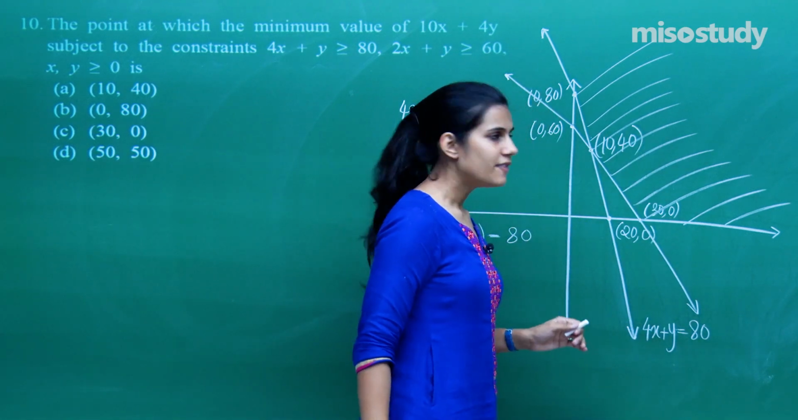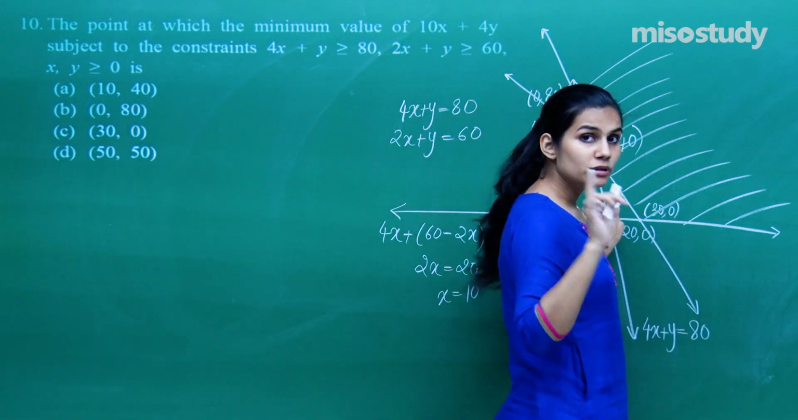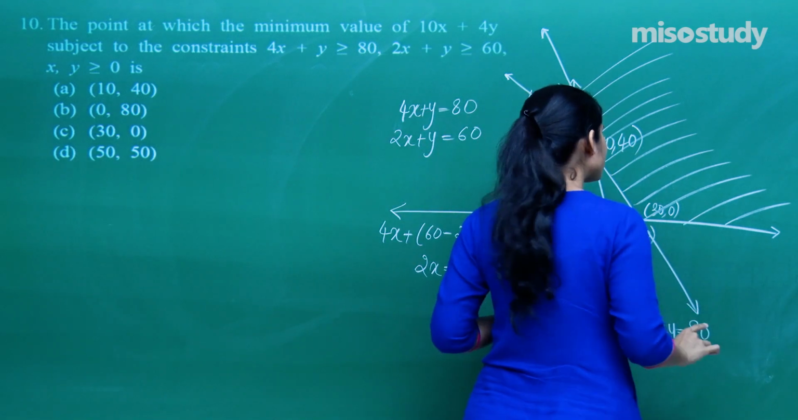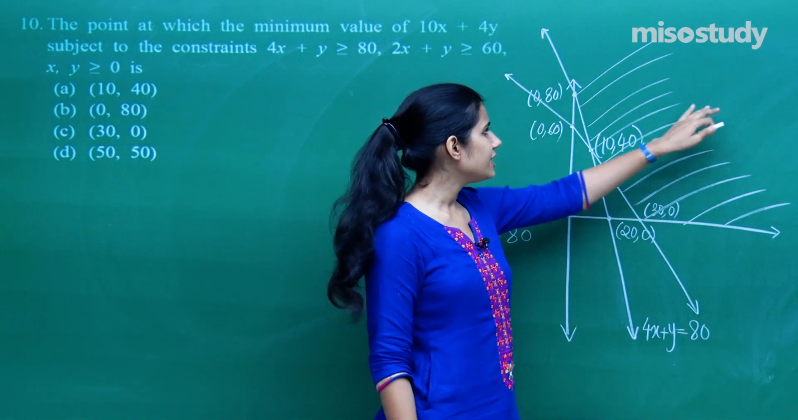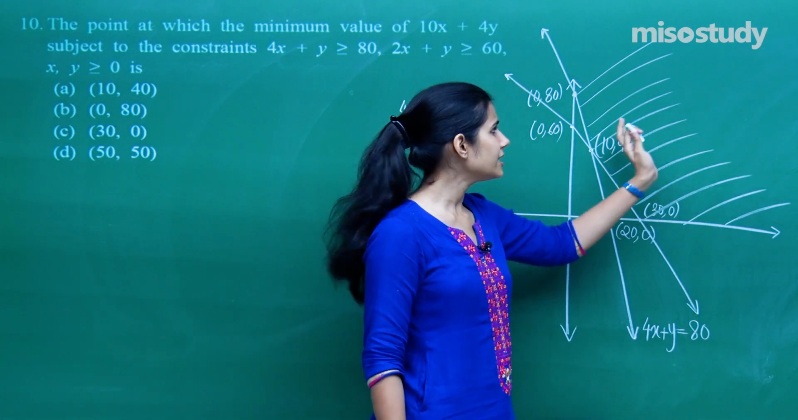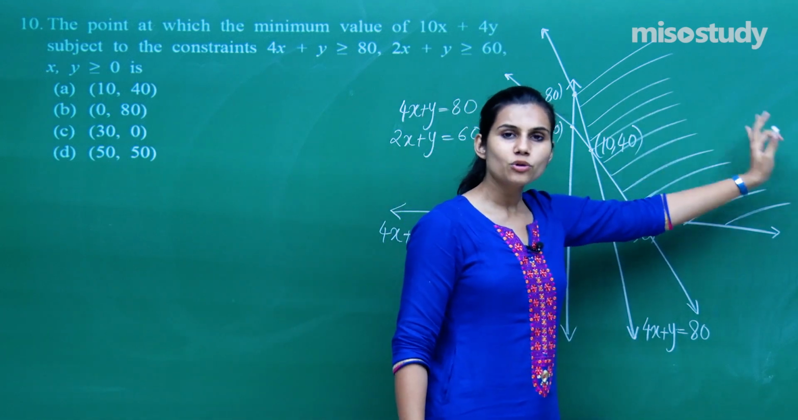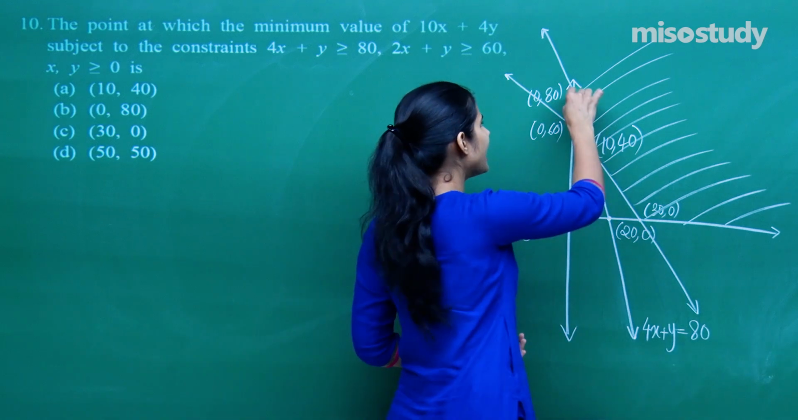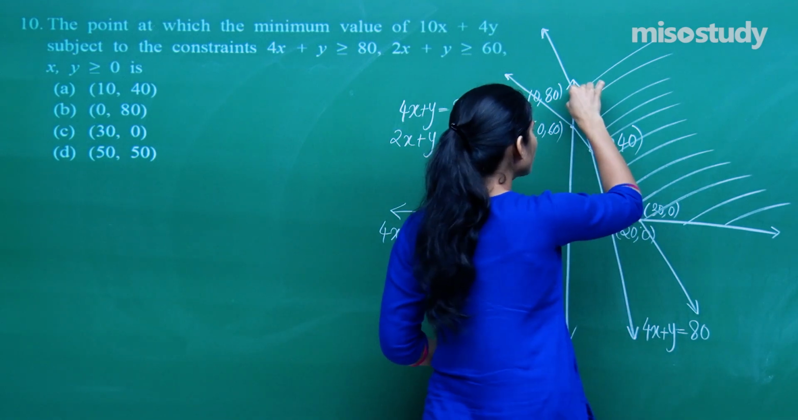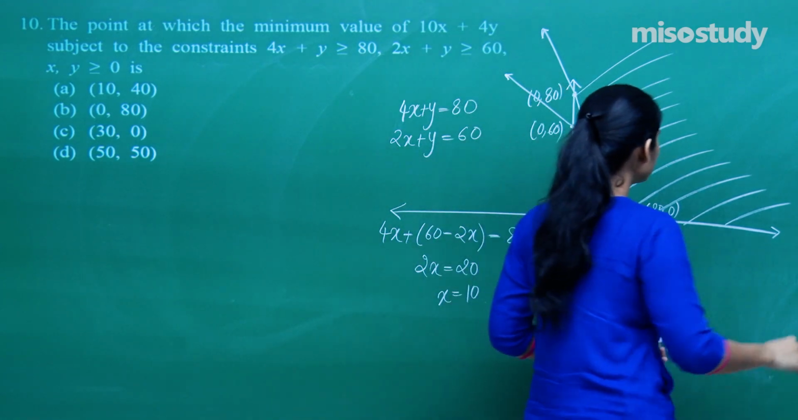When you talk about the values, you have to compute the minimum value. Fine, if it was a maximum value question, then that cannot be determined. There is no point which is going to give you the maximum value here, because it's an unbounded region. As far as you go, the value of z keeps on increasing. But the question is about the minimum value, so we have these 3 points to check: 0, 80; 10, 40; and 30, 0.